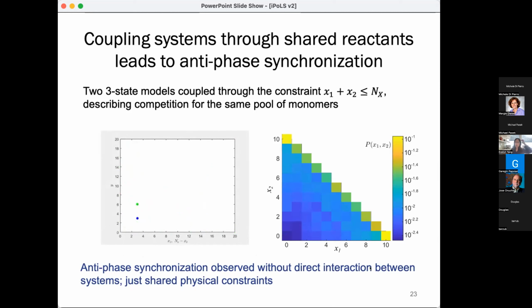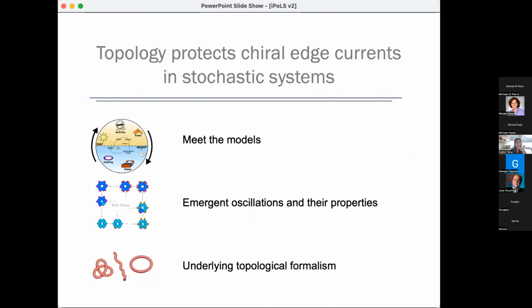And so they form this anti-phase synchronization. We can also obtain synchronization by looking at other places in the parameter space. And now we're looking at increasing the number of systems and the number of couplings to see what behaviors we can get. So this is what I wanted to say.